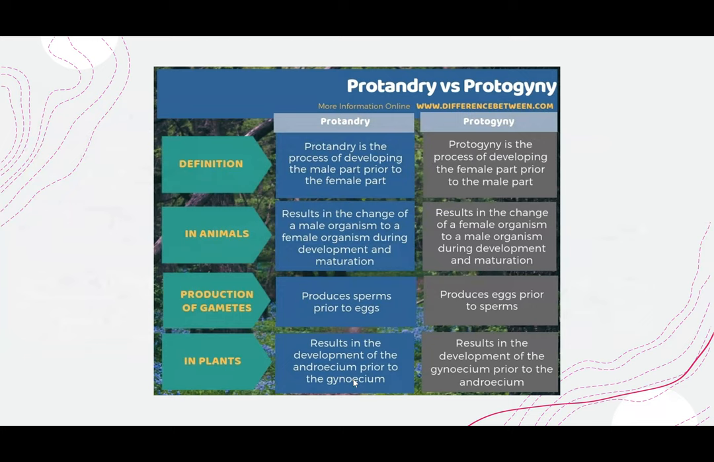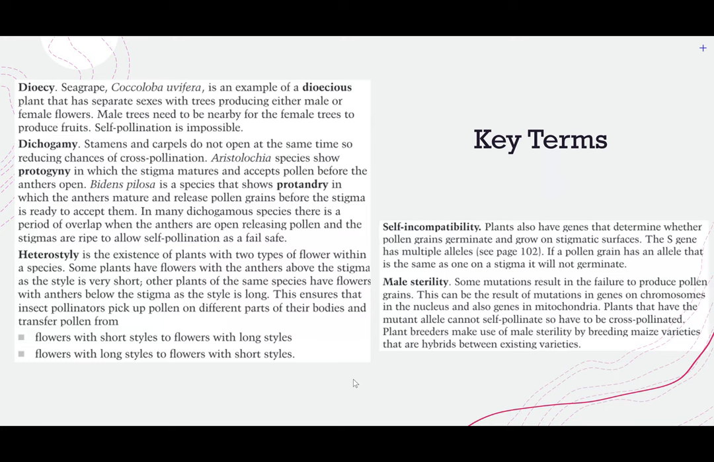Okay, so we look at protandry and protogyny. Protogyny is the fact that priority is given to the female part, and protandry is the fact that the male part is given priority over the female part. It's the same thing as being misandrous and misogynous. Gyny speaks to the female part, and andry speaks to the male part. So anytime we mention anything that has andry, it speaks to the priority of the male over the female part. And in the case of protogyny, it will be speaking to the female part being put over the male part.